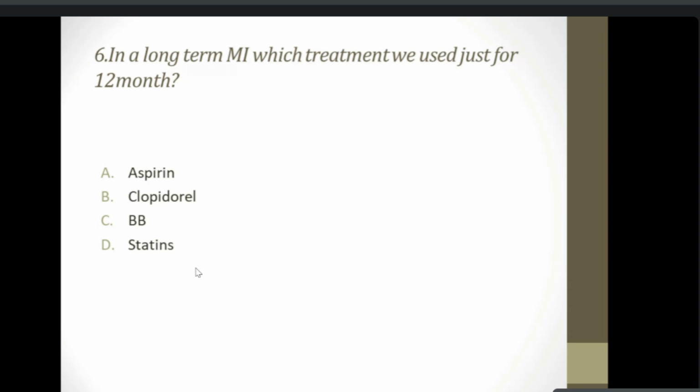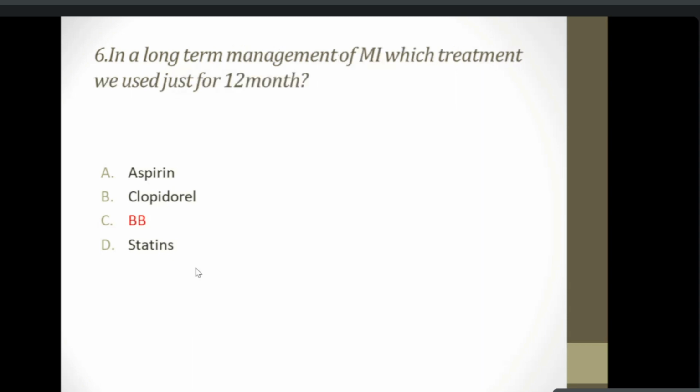So the answer is the beta blocker. In a long-term management of myocardial infarction, which treatment do we use just for 12 months? Like here, we have aspirin, clopidogrel, beta blocker, and statin. One of them, we use it just for 12 months. All of the others, we use them whole life: aspirin, clopidogrel, and statin. But the beta blocker, we use it just for 12 months.